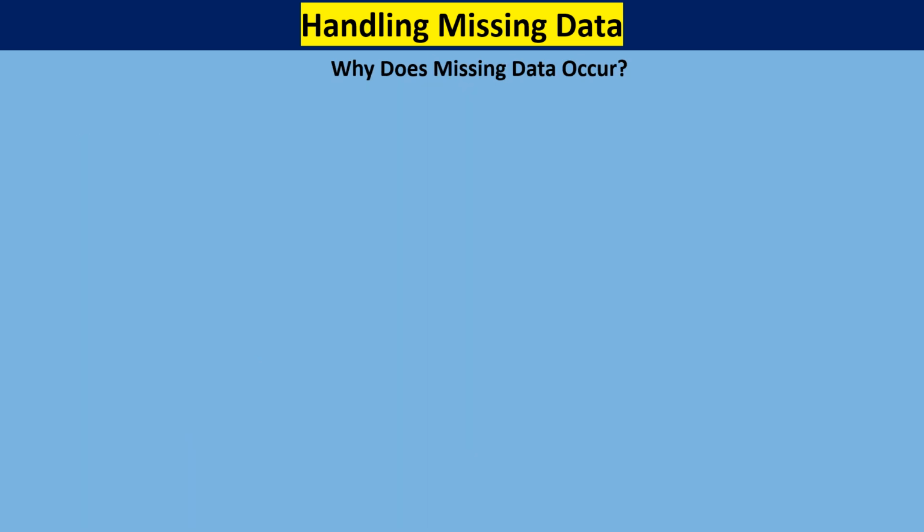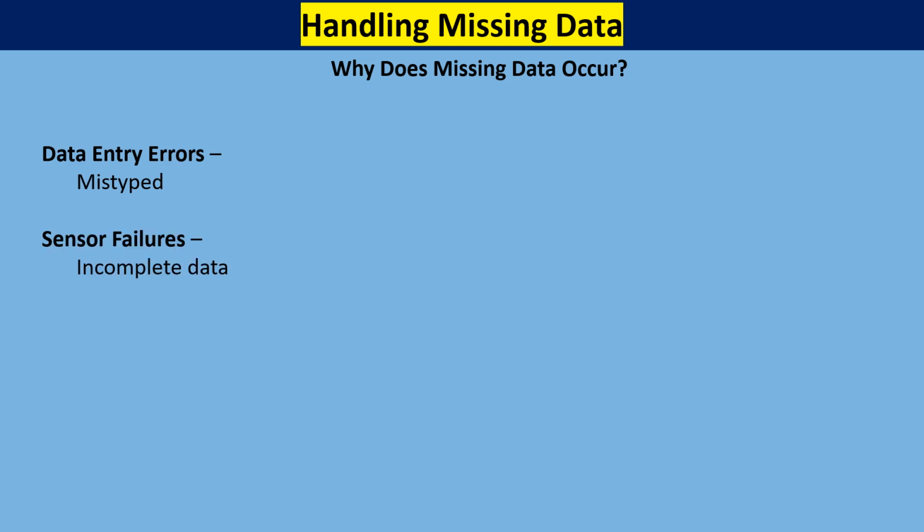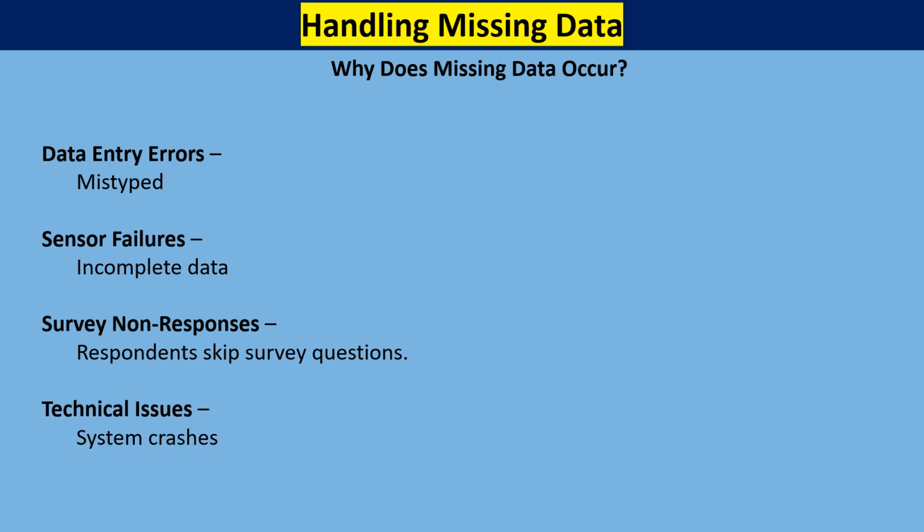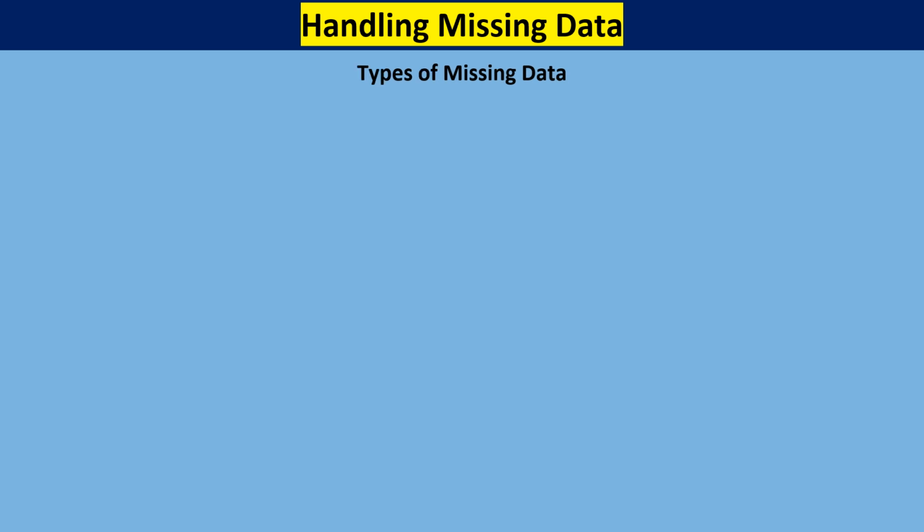Why does missing data occur? Data entry errors, mistyped or overlooked values during data collection; sensor failure, incomplete data due to malfunctioning equipment; survey non-responses, when respondents skip survey questions; technical issues, system crashes, incomplete data transfer. Missing data is common in real-world datasets and must be handled carefully to prevent distorted analysis. Deleting missing data works for small datasets but can introduce bias if too much information is lost. Types of missing data.